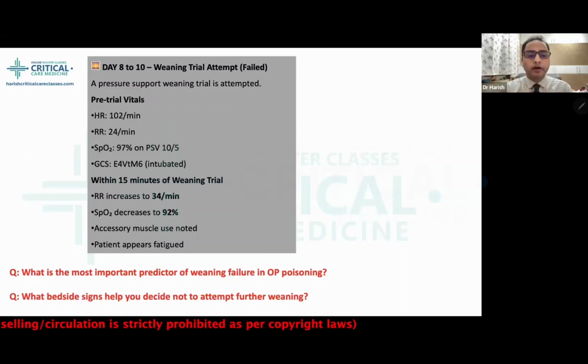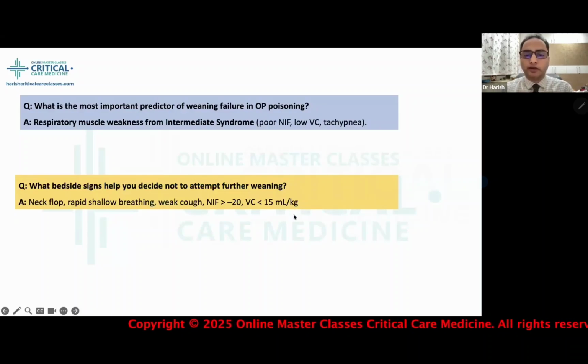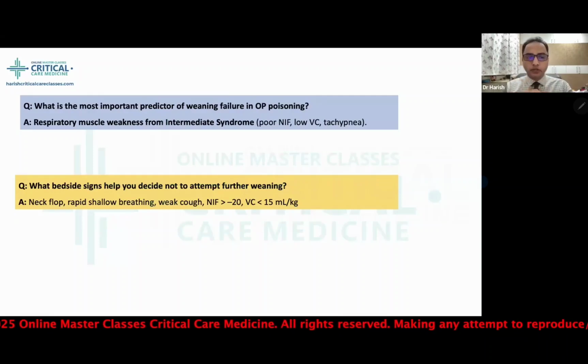So what is the important predictor of weaning failure in OP poisoning? What bedside signs objectively help to decide not to attempt further weaning? Remember, objectively, there is respiratory muscle weakness from intermediate syndrome. We can predict poor negative inspiratory force, low vital capacity, tachypnea, neck flop, rapid shallow breathing, and weak cough, with a negative inspiratory force of more than -20 and vital capacity of less than 15 ml per kg. So these are some of the bedside objective signs.